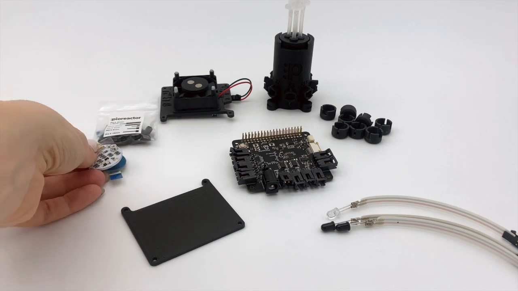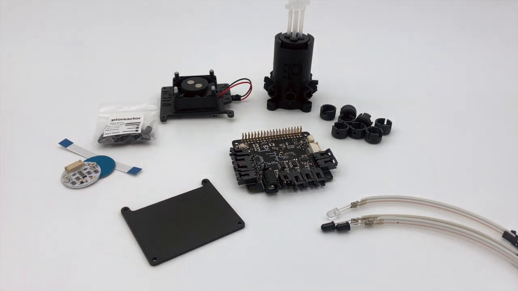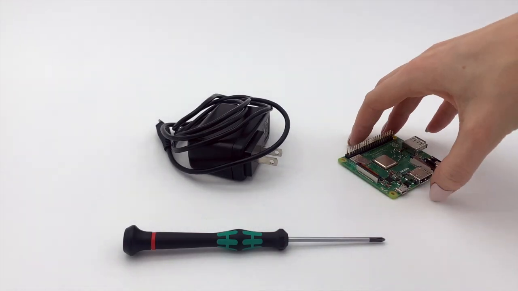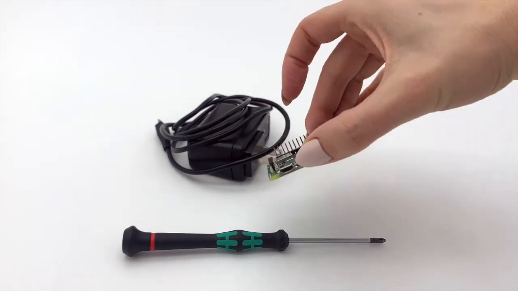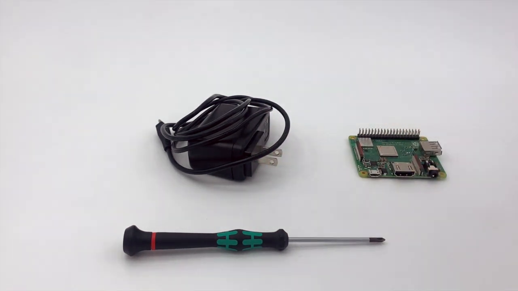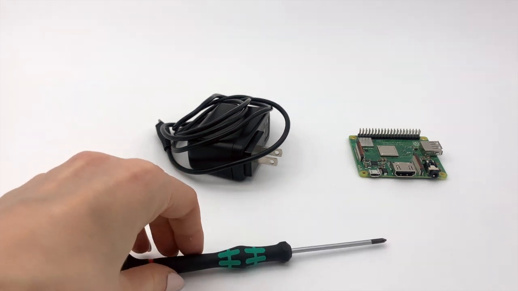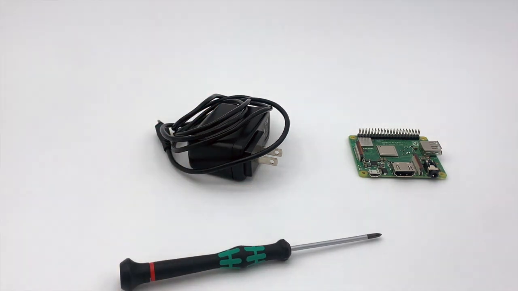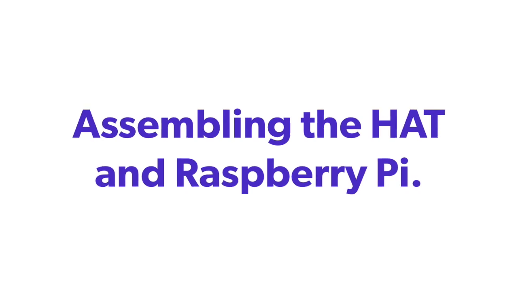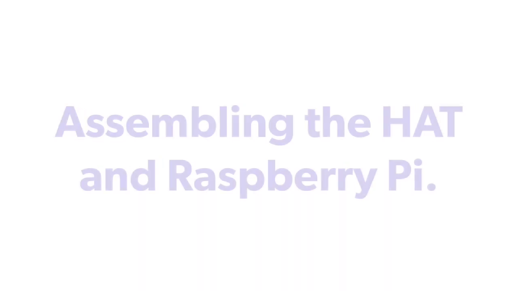These come as three separate pieces. You'll also need a few items that won't come with your pioreactor. You'll need a Raspberry Pi, an SD card, a small screwdriver, and a power source for your Raspberry Pi. Let's start by assembling the hat and Raspberry Pi.